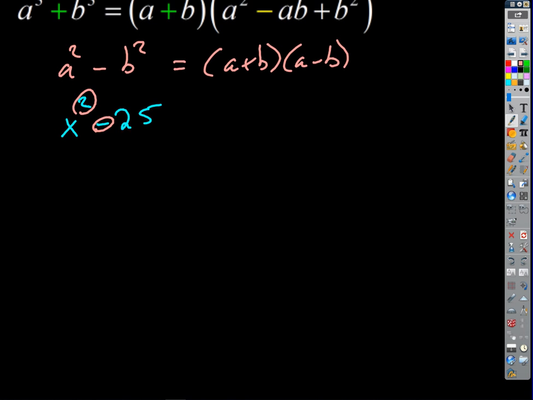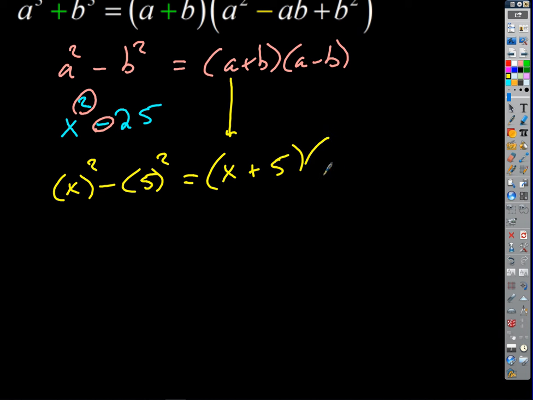Now the question is, can we make it fit that pattern? So here's what you want to do. You want to ask yourself, can I write this as something squared minus something squared? Well, yeah, we already did. What are they? What's being squared there? x. What's being squared there? 5. So now we just follow the pattern. x is a and 5 is b, and so we just fill in whatever we get. So we get x, which is a, plus b, which is 5, times x minus b, which is 5, x minus 5. That's our answer. That's factored. Okay, you get the idea?